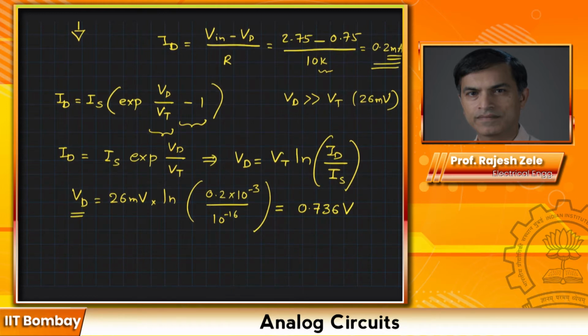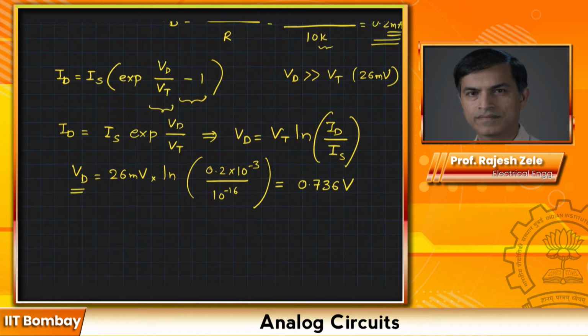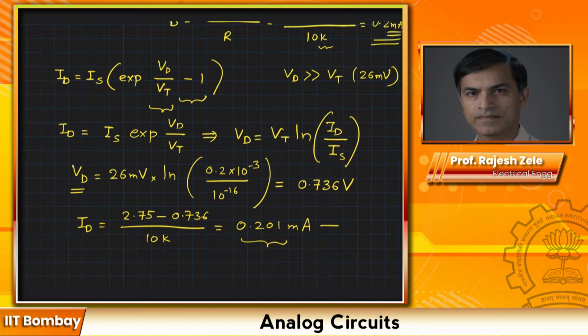So it's close to the original assumption, which is 750 millivolts. That's what we started off with. Now using this value of VD, we can once again figure out what my ID is and confirm that everything lines up. So ID is going to be equal to 2.75 minus 0.736 divided by 10K, and we should get that value to be 0.201 milliamps. So very close to the original approximation. The reason we get a very close answer is because of this ln of a ratio. If you see here, the ln gives you this advantage.